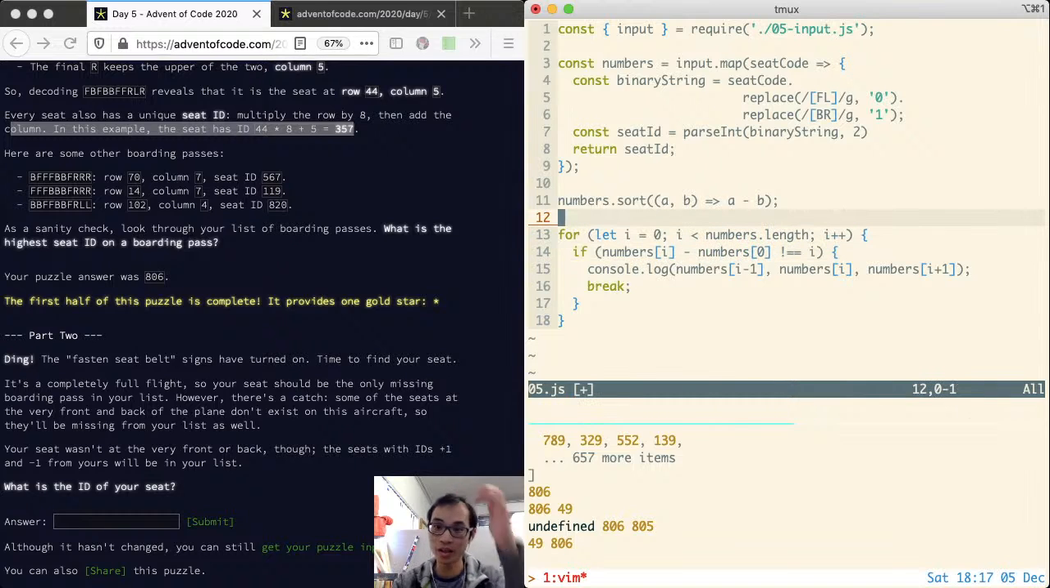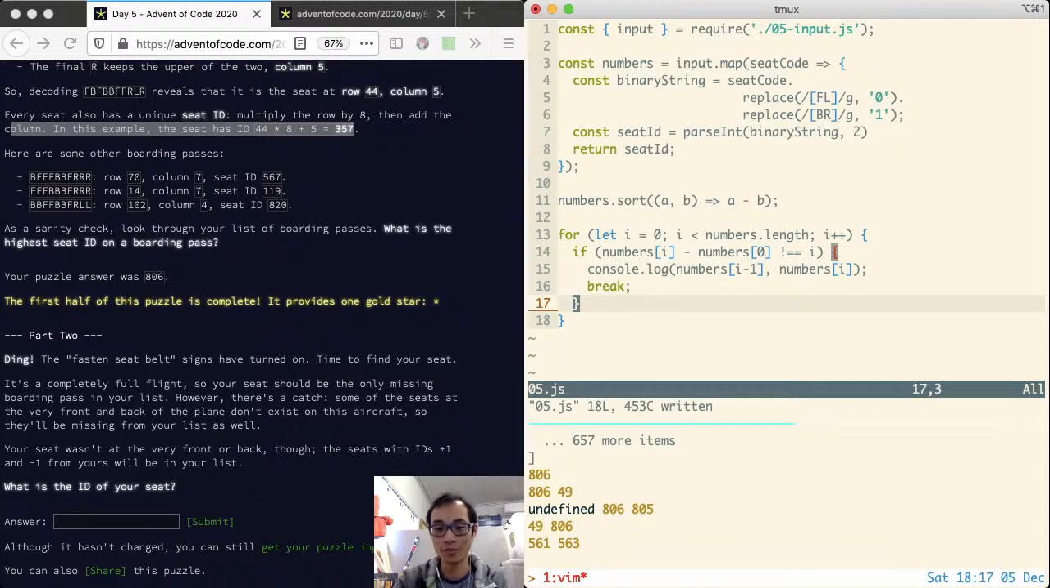We could do this to make it programmatic, until I find a number where it doesn't add up to it anymore. And if it doesn't add up anymore, then that means we skipped over the number that we should have found. So we would come across the missing number really quickly. And the number we come across that is missing is, in this case, 562. 562 is missing, that is my seat.